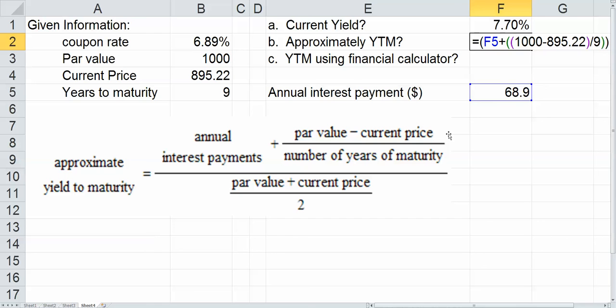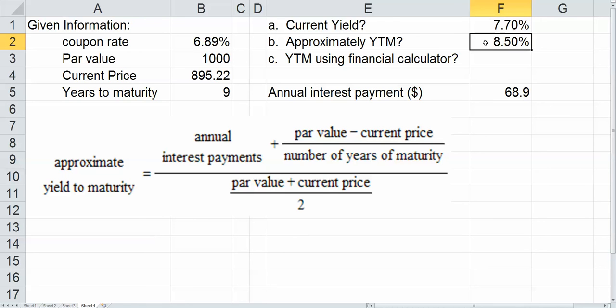And then I want to divide all that by the par value of $1,000 plus the current price. Actually, I'm going to put one more parenthesis because I want the par value of $1,000 plus the current price of $895.22. Close that parenthesis, then divide that by 2, close that parenthesis. That will give me the approximate yield to maturity, which is a percentage.